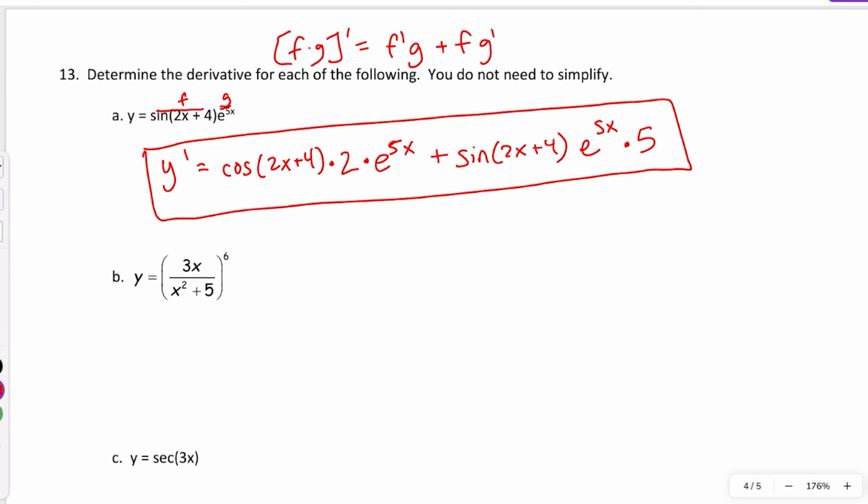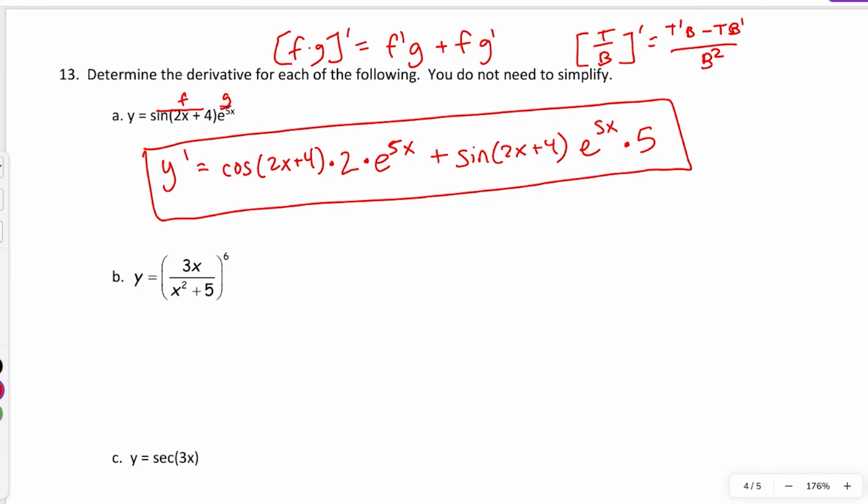For part B, we're going to have to use the chain rule again, but also need to use the quotient rule. So if we want to find the derivative of a quotient, we're going to multiply the derivative of the top by the bottom, subtract the top times the derivative of the bottom, all divided by the bottom squared.